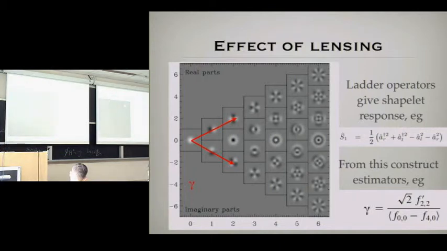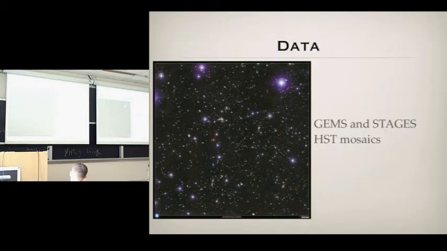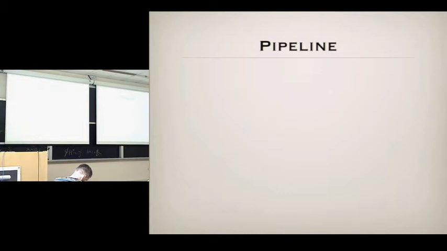Right, so now we're going to get to actually measuring flexion. We have been looking at the GEMS and STAGES HST mosaics, 30 by 30 arc minute HST mosaics with about 60 galaxies per square arc minute that we're using. The pipeline generically is rather similar to what everybody has to worry about.